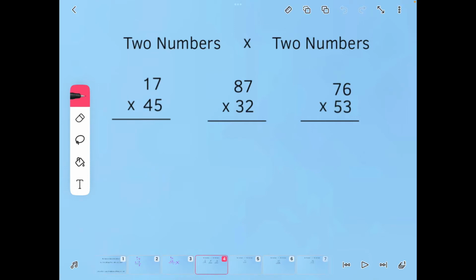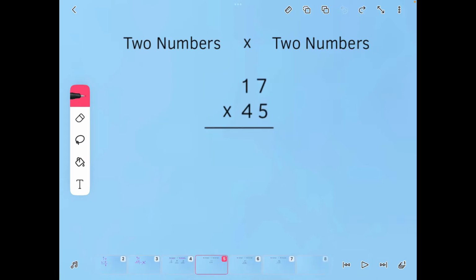Let's take a look at multiplying two numbers times two numbers. We have three examples that we're going to look at. Our first example is 17 times 45. So we'll multiply 5 times 7 and then 5 times 1. Then we'll multiply 4 times 7 and 4 times 1. We'll add them up. So let's see what we get.